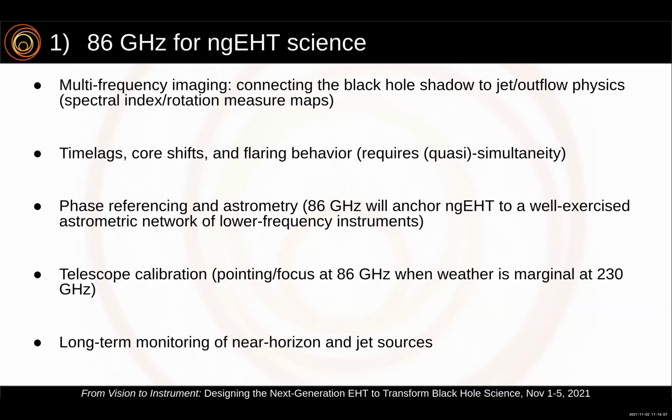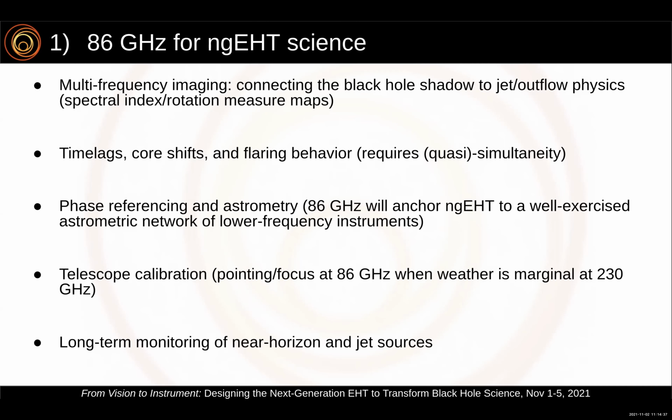This was also mentioned in Maria's talk and yesterday: phase referencing in astrometry would be greatly beneficial. The advantage that 86 gigahertz gives is that it anchors ngEHT and the EHT core sites to a well-exercised astrometric network of these lower frequency instruments that are currently operating. And we know their positions with great accuracy. This would be really beneficial to anchor the ngEHT to this network.